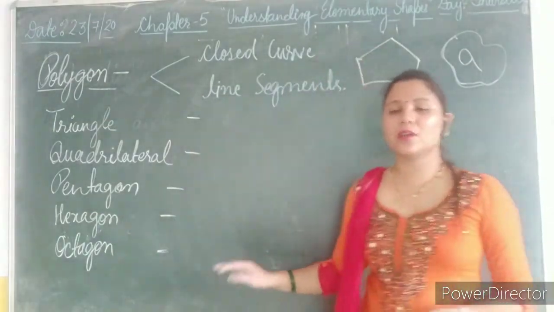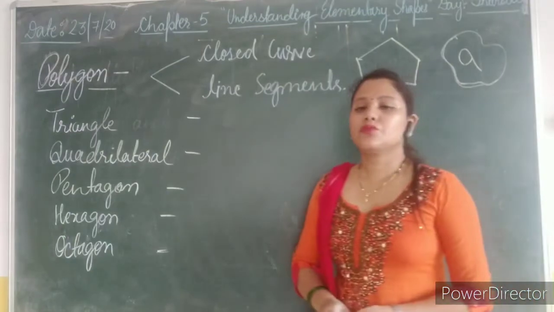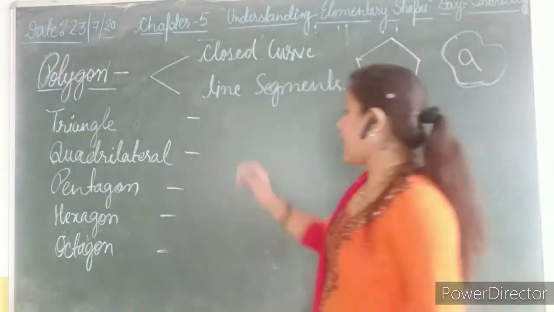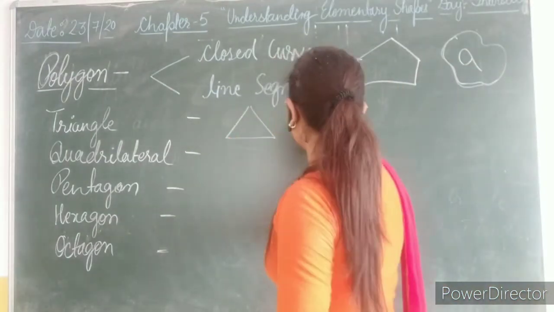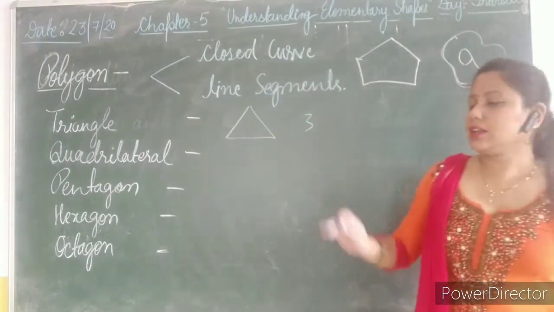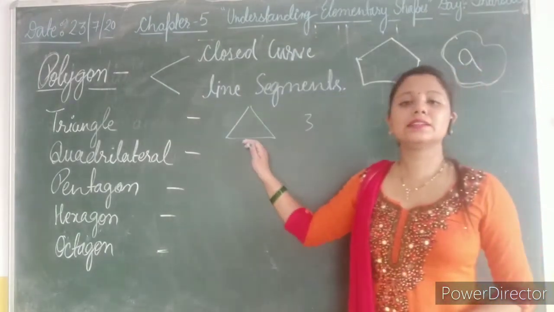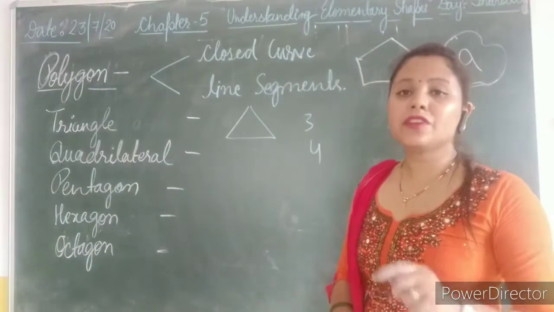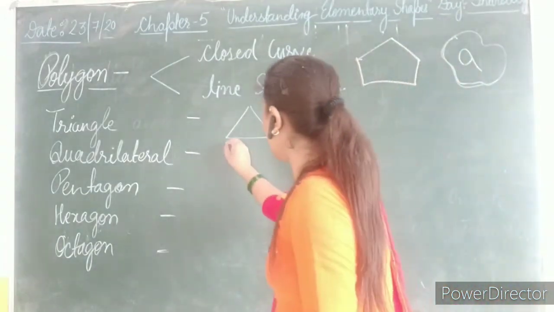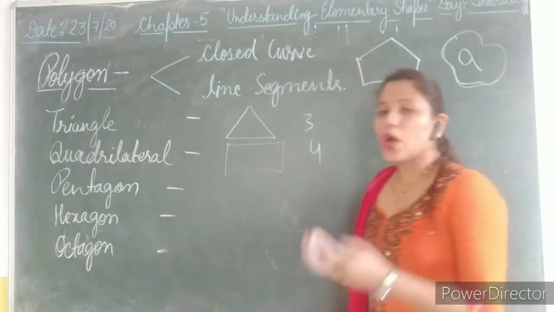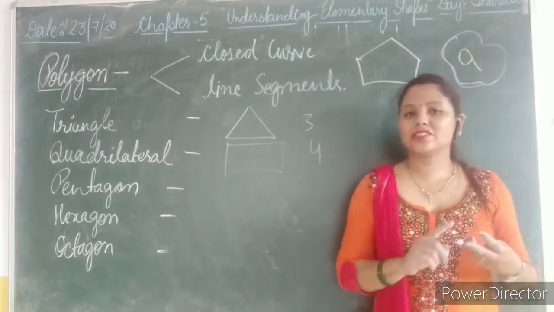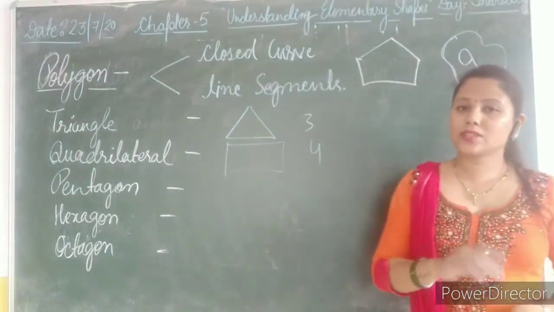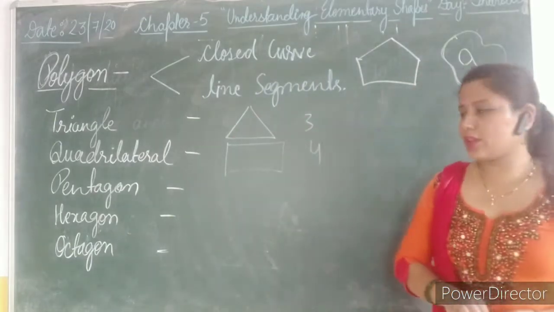Okay, so here we have some types of the polygons. So first one is triangle. Okay, so triangle is a polygon which has 3 sides. So if any polygon has 3 sides, we call it a triangle. Next one is quadrilateral. If it has 4 sides, it is called a quadrilateral. So our square, rectangle, rhombus, trapezium, these all are the quadrilaterals. Okay, so quadrilateral जिनकी 4 sides होती हैं, triangle जिनकी 3 sides होती हैं.